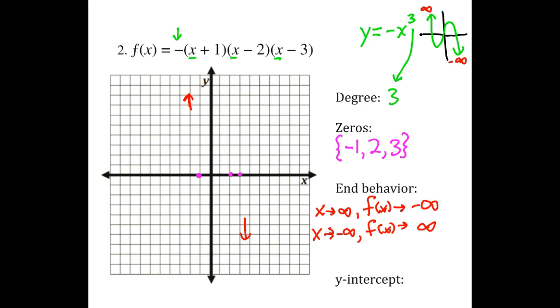And we can still find the y-intercept, right, by plugging in 0 here for x's. So we'll have a negative in the front, 1 times negative 2 times negative 3. So that's positive, let's see here, no, negative 6. We've got negative 1 times negative 2 times negative 3 would be negative 6. So I'd be down here.